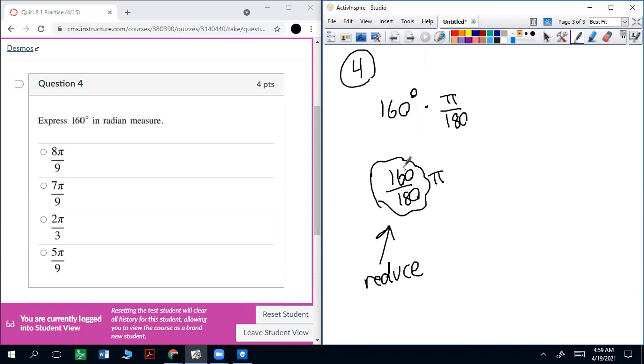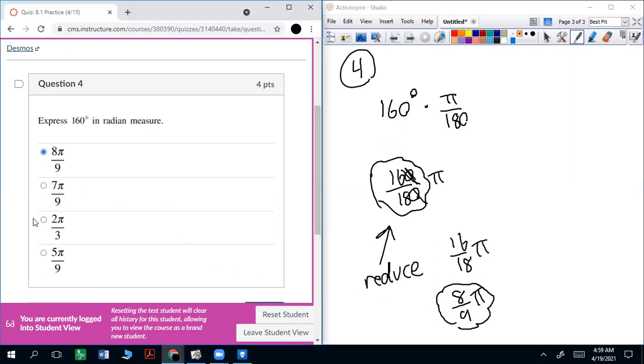And so that's going to be, well, I can do that in my head. That's going to be 16 over 18, which each of those could be cut in half. So it's going to be 8 over 9 pi, or 8 pi over 9. You can double check that in your calculator, but that should be 8 pi over 9.